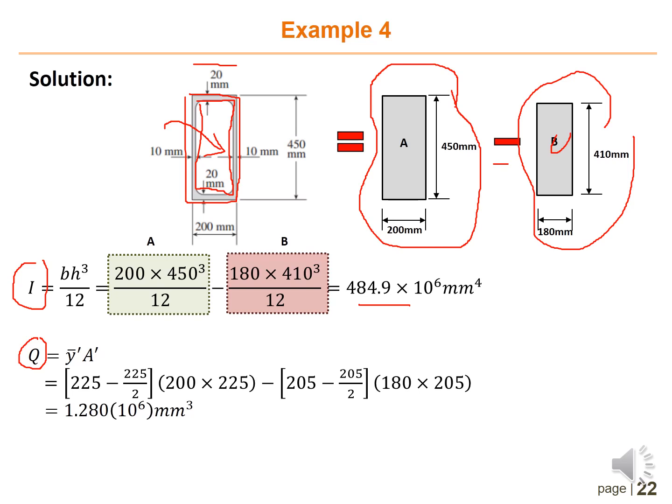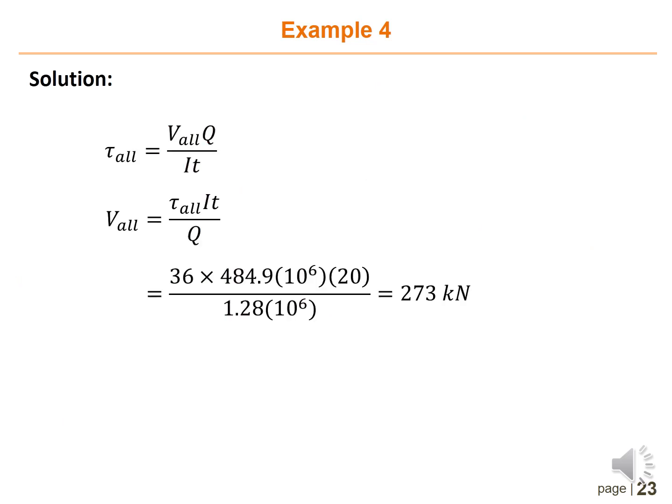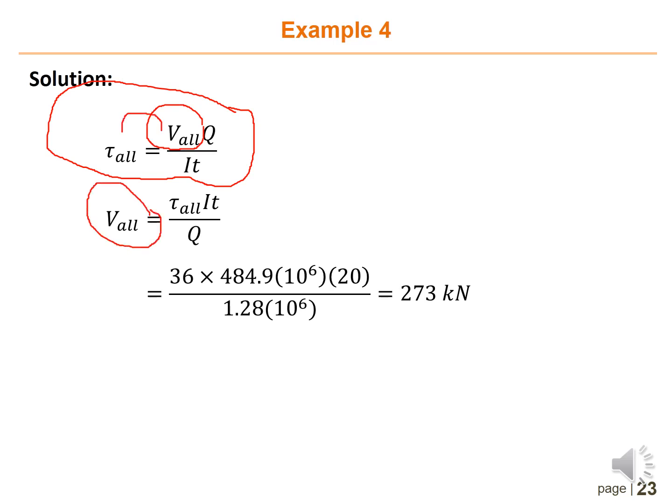Now you can proceed with the calculation, where we have the shear stress equation, tau is equal to VQ divided by It. Since the question asks you to find the allowable shear force, you have to rearrange this equation, and then it will become allowable shear force is equal to allowable shear stress times I times t divided by Q. And then you will get the answer for the allowable shear force equal to 273 kilonewton.